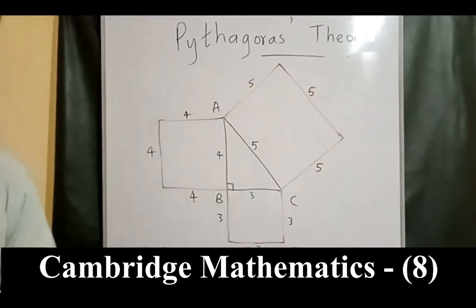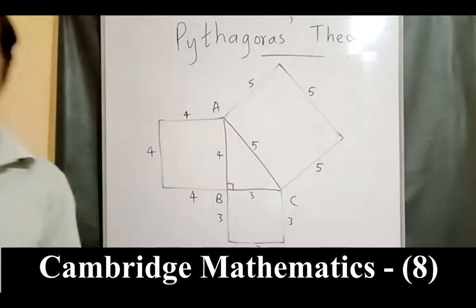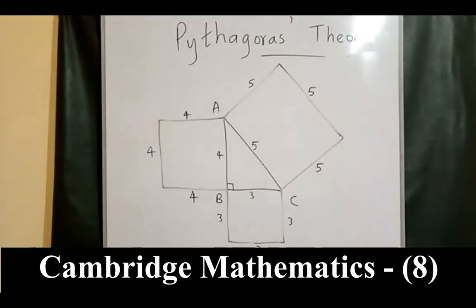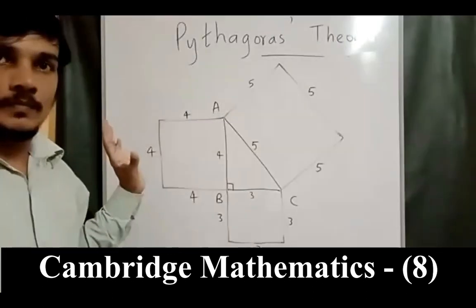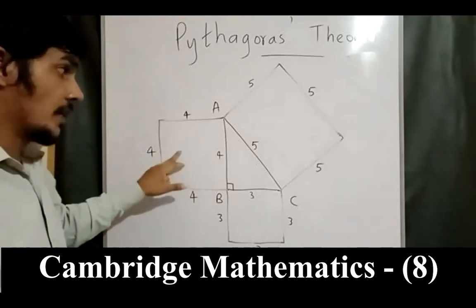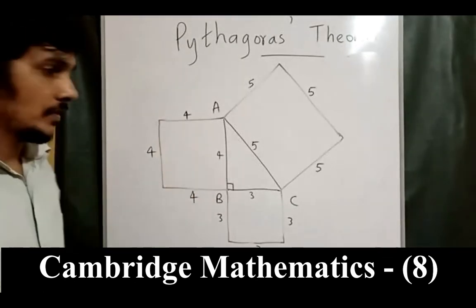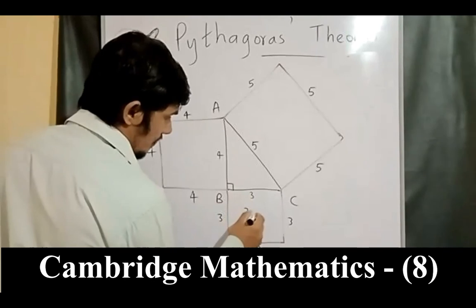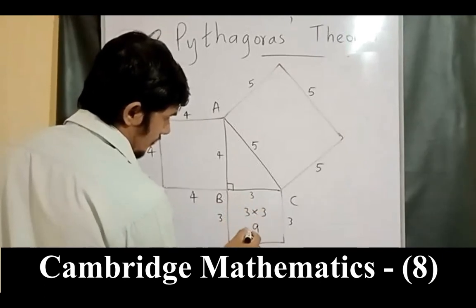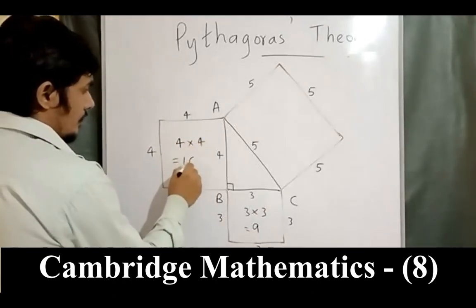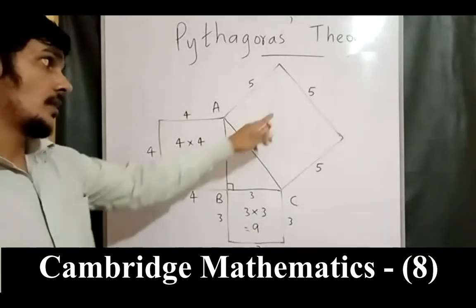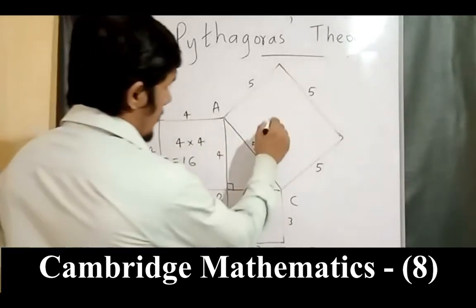Now tell me what is the area of this square? 9. Area of this square? 16. This is 3 times 3, 9. This is 4 times 4, 16. And finally, what about this? 5 times 5.